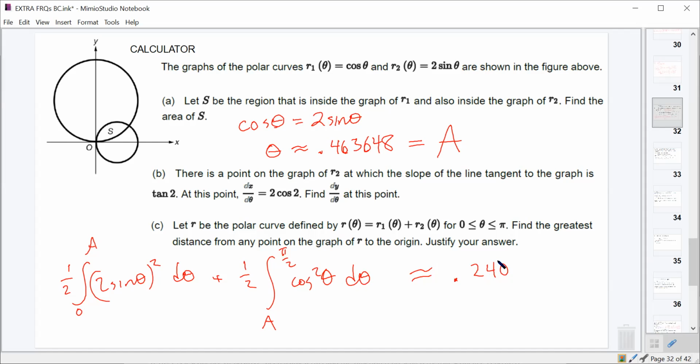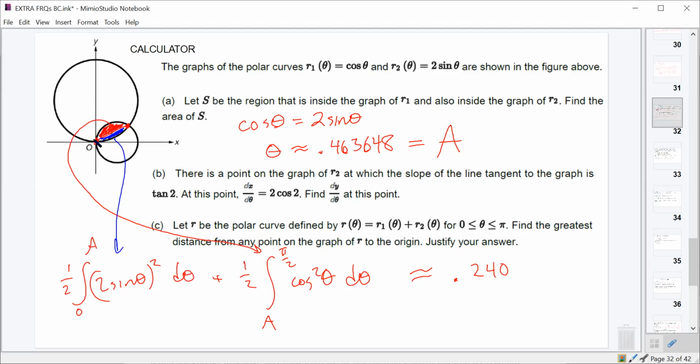Everybody good with part A there? Sorry, can you explain the second integral? Yeah. So the second one is from here to here. The value at that C value where they intersect to the value of this circle when theta is pi over 2. So this is this integral. And then I should have probably done a different color here, but then this is that integral.